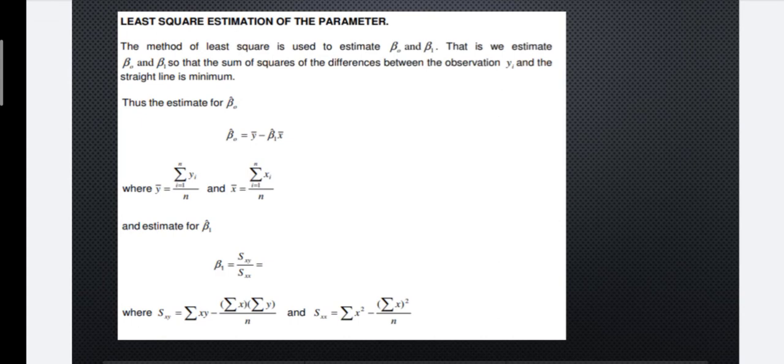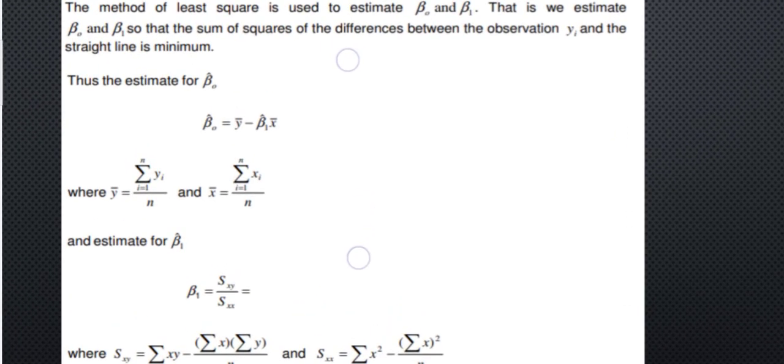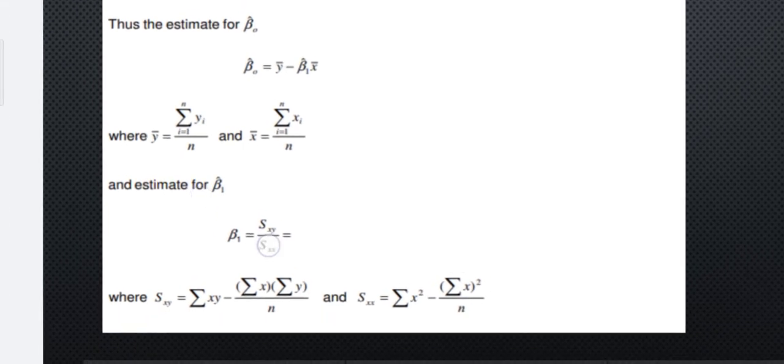Okay, so tadi adalah interpretation untuk parameter. So this part adalah the formula to get the beta naught and beta 1, if you still remember. So this is the formula to get beta naught, which is y bar minus beta 1 hat x bar. So in order to find the beta naught, kena cari dulu beta 1. So macam mana cari beta 1? This is the formula, sxy over sxx. Formula kena hafal.